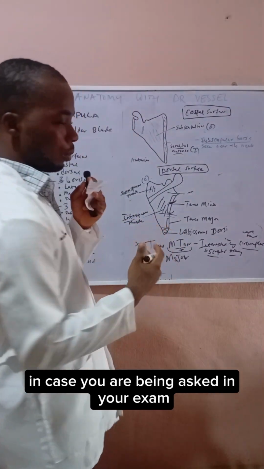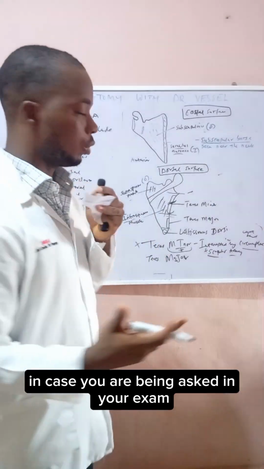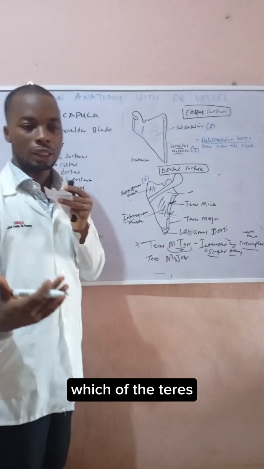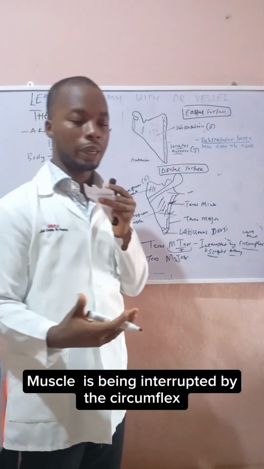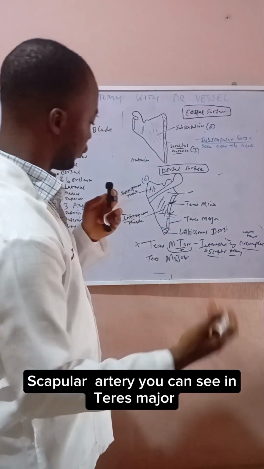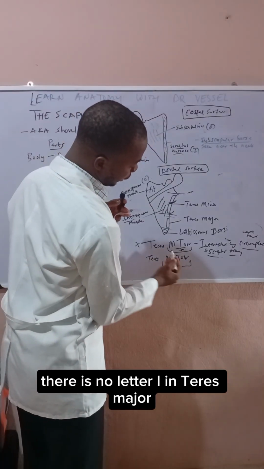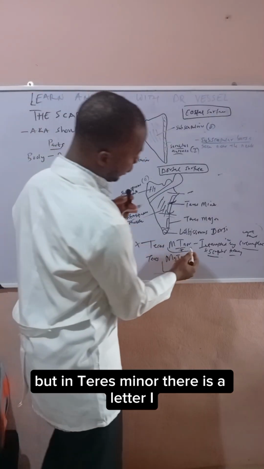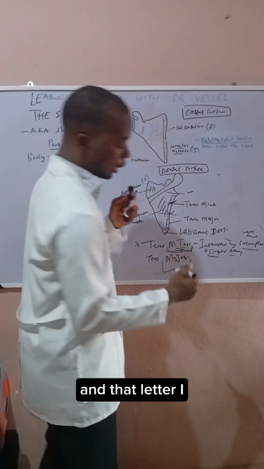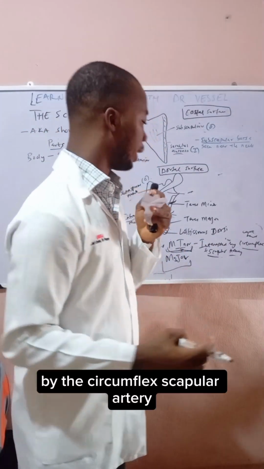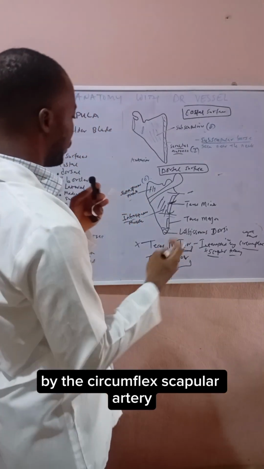In case you are asked in your exam, you can easily use this simple mnemonic to remember which of the teres muscles is being interrupted by the circumflex scapular artery. You can see in teres major there is no letter I, but in teres minor there is a letter I, and that letter I can help us to remember that it is interrupted by the circumflex scapular artery.